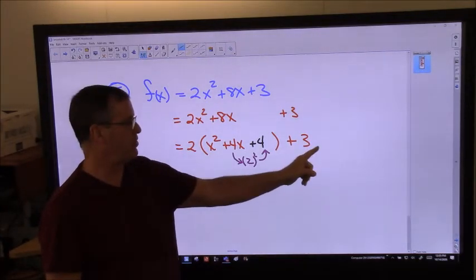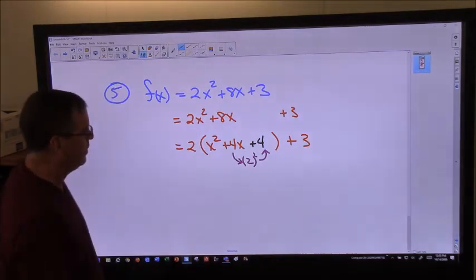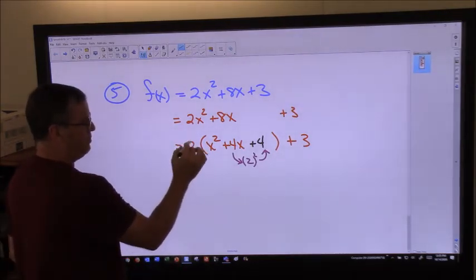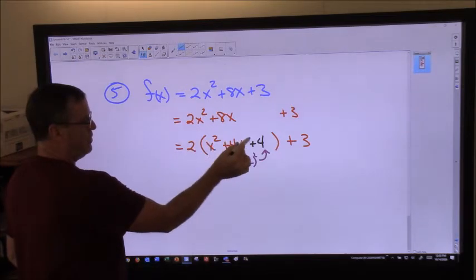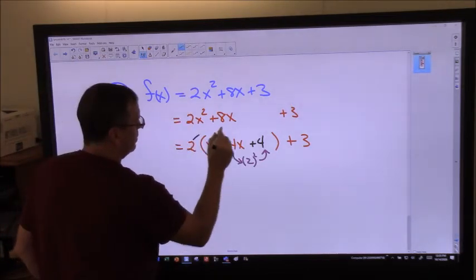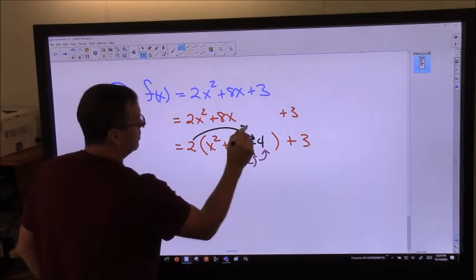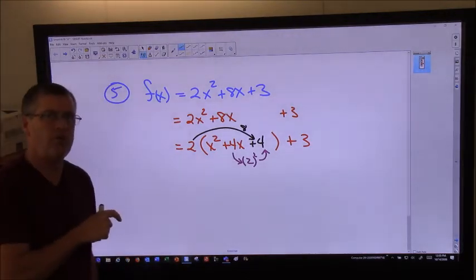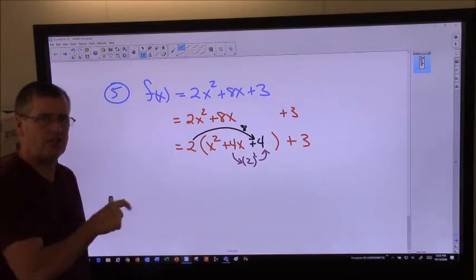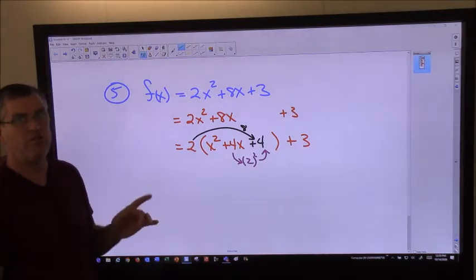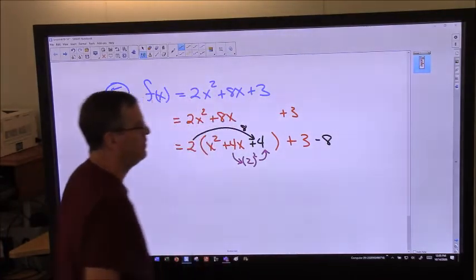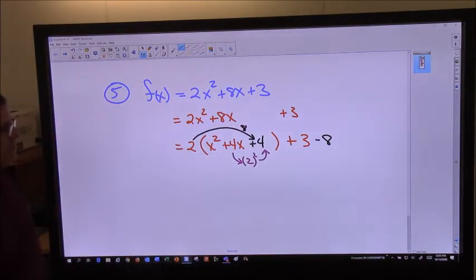I know we're all thinking we should subtract 4 out here, but when you come back and look at this, if I distribute this 2, this really becomes 8. And so I didn't really just add 4 to the problem, I really just added 8 to the problem. So you gotta be a little careful there, that's tricky. So I need to subtract 8 out here.